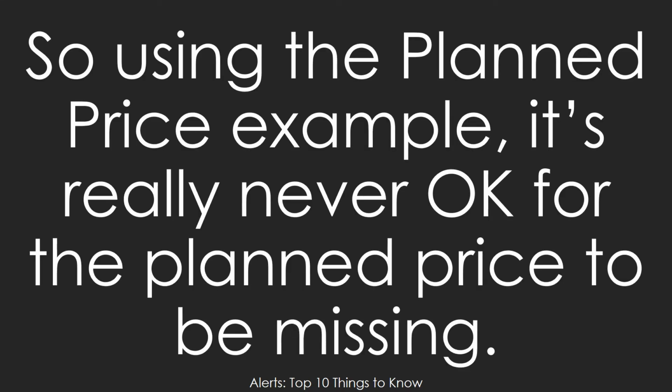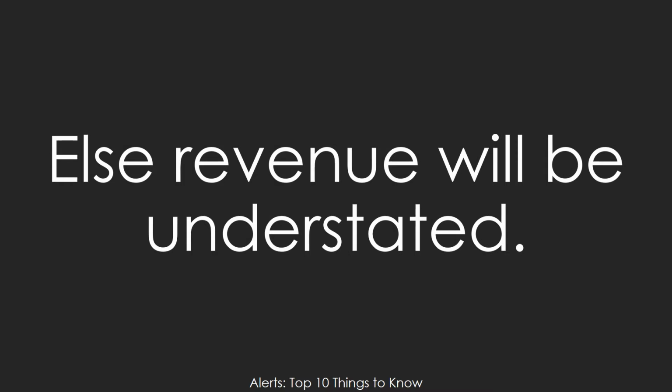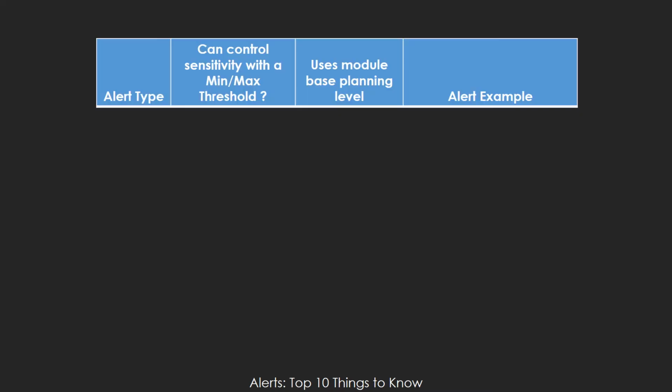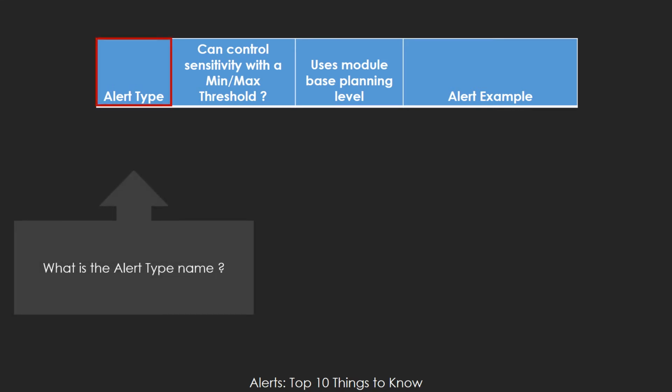So using the planned price example, it's really never okay for the planned price to be missing, else revenue will be understated. So let's think of types this way. What is the alert type name?